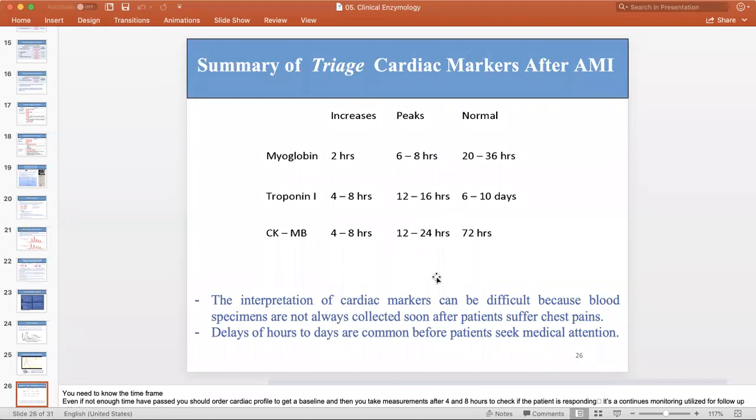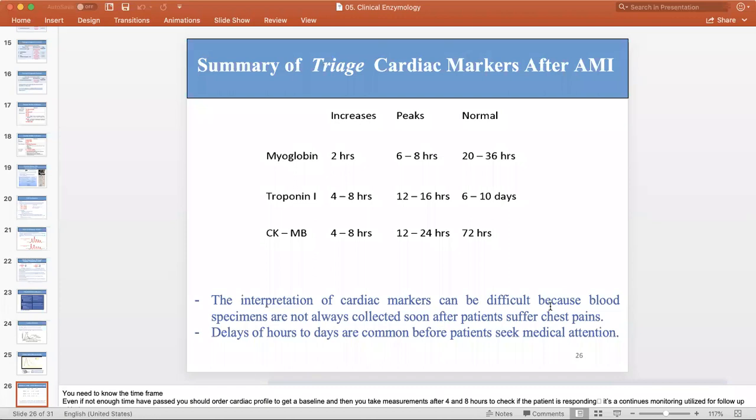The interpretation of cardiac markers can be difficult because blood specimens are not always collected soon after the patient suffers chest pain. So that's why history is very important. Since when is the patient having the chest pain, is it 1 hour, 2 hours, 24 hours, or 48 hours? It depends. So we need to ask a good history.